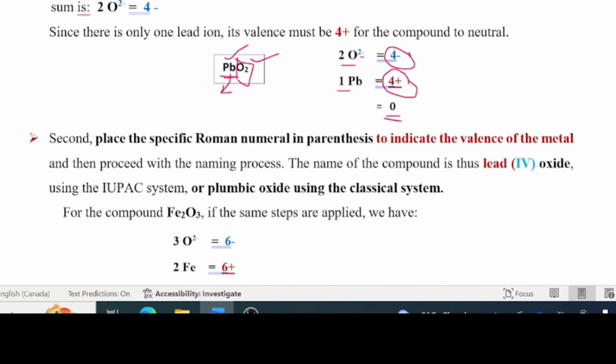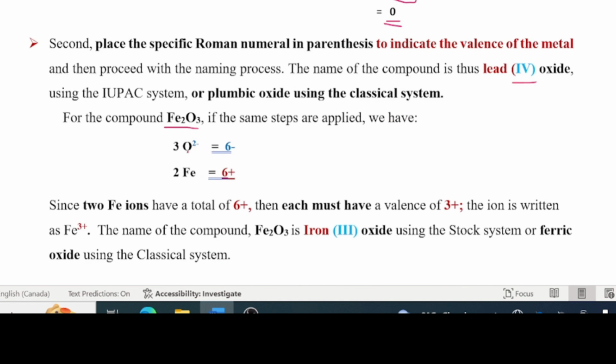Now we say it is lead 4 oxide. And if you want to use the classical system, because this is a higher valence, you say plumbic oxide. Nothing is wrong with that. How do we know how to name this next one? First of all, find the total number of negative charges on the oxide ion, which we know belongs to group 6. Therefore, you have a charge of 2 negative. You have 3 of them, so it becomes 6 negative here. Whatever these are, whether 2, 3, whatever, they must be equal and opposite to that, so it must be equal to 6 positive here. But now 2 of them are having 6 positive, so one of them must have 3 plus, okay?